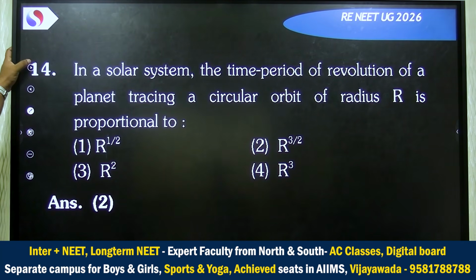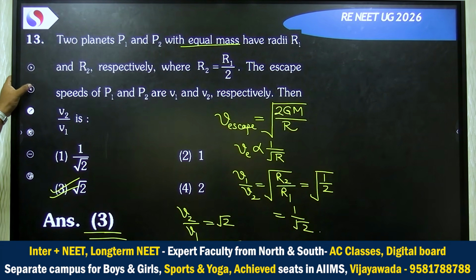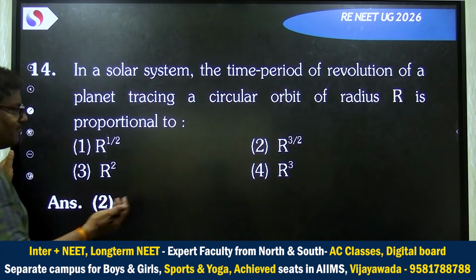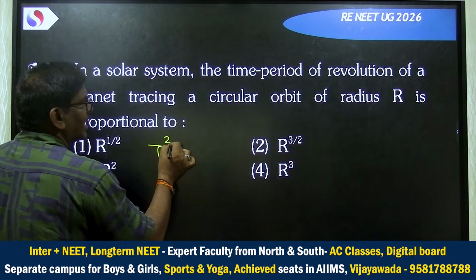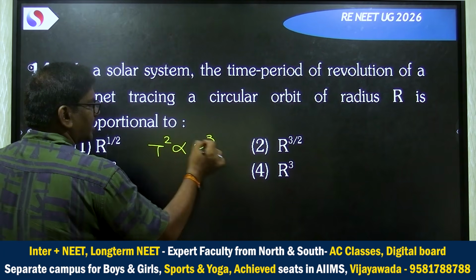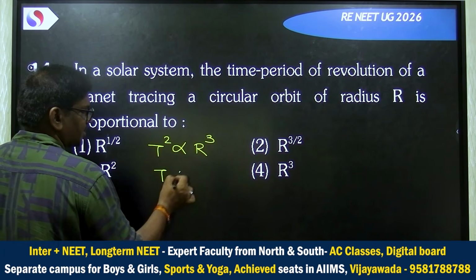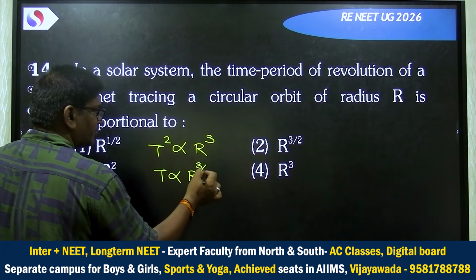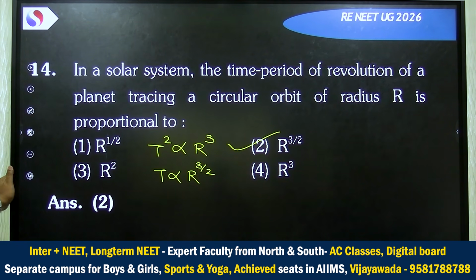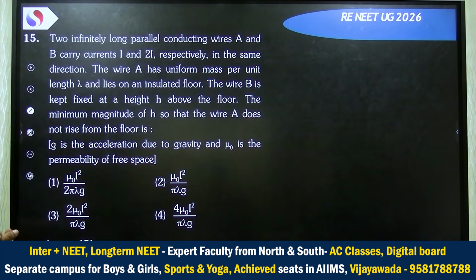Next one. Gravitation is the simplest one because direct questions are there. Escape velocity question is also a direct question of expression, and this is your very well known Kepler's third law. Time period of revolution of the planet is directly proportional to orbital radius cube. That means what is this T? R to the power 3 by 2. Direct answer. Right? And hopefully everybody did correct only this question. Fine. Move to the next one.